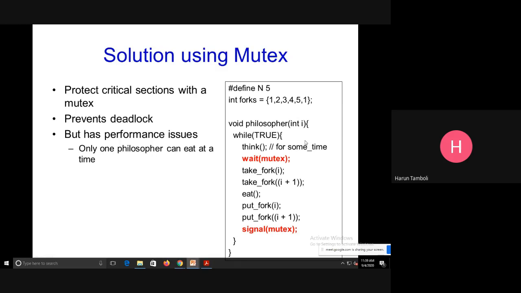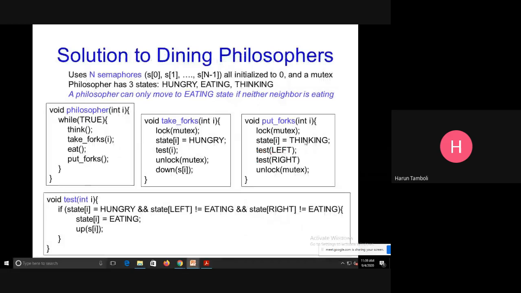But there is an issue of performance because only one philosopher can eat at a time. All other philosophers have to wait. So performance is the major issue in the case of mutex. We have seen in our example that if we are not using a mutex, two philosophers can eat at the same time. But using the mutex, only one philosopher can eat at a time. So this is not a feasible solution. The performance issue is a major issue.